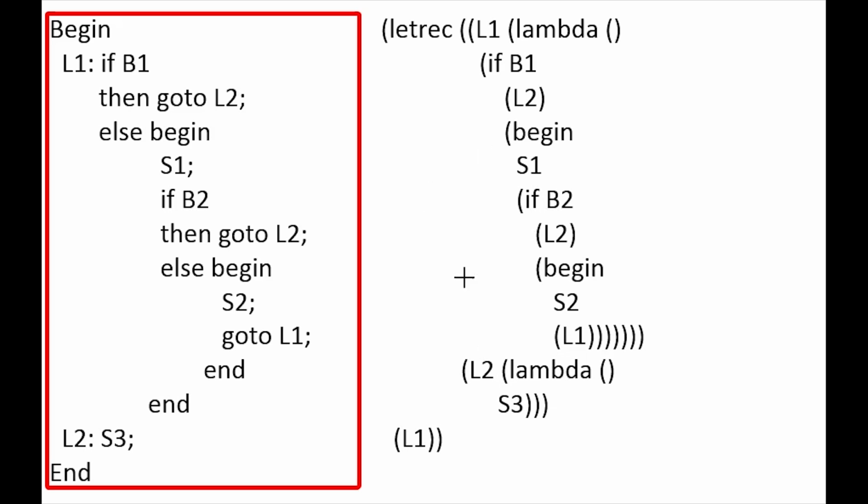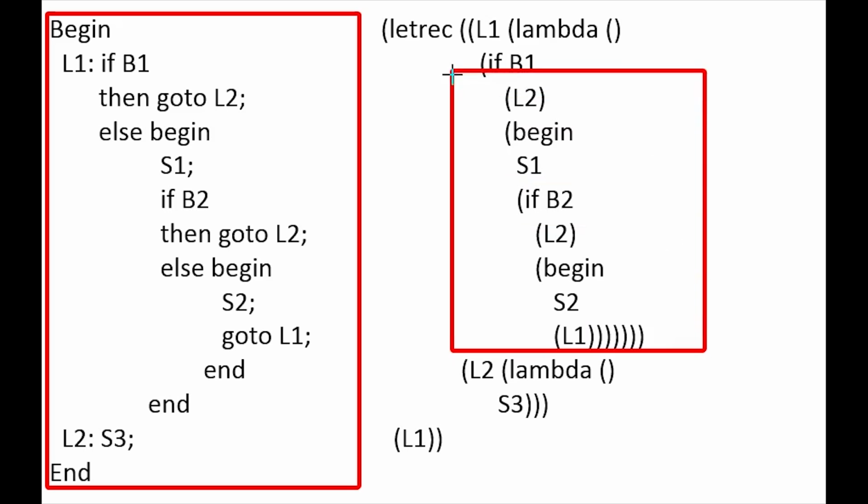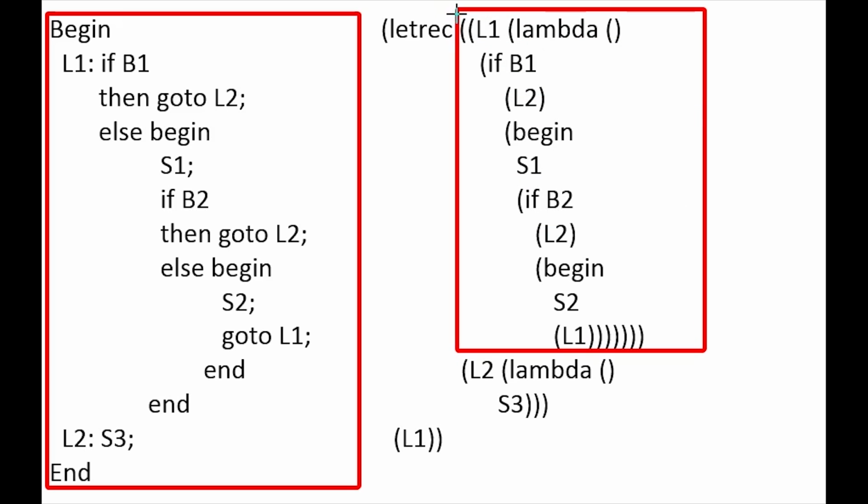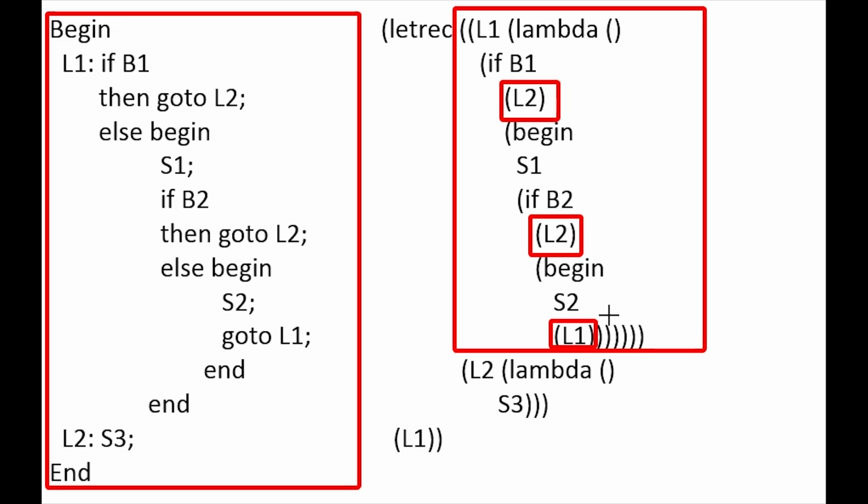So which function do we have? We have L1. So there is one function per label, L1, where we have a goto here, and a goto here, and a goto here. So these calls of L2 and L1 are all tail calls.